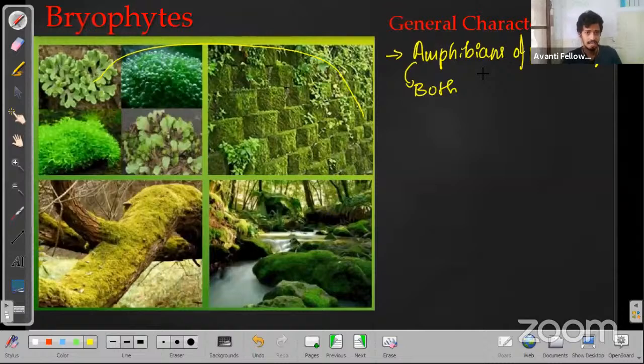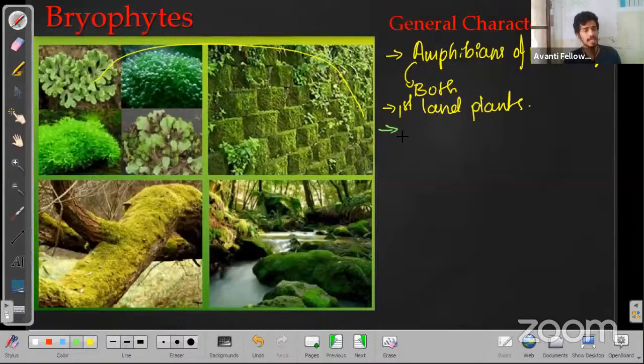Absolutely correct. Exactly the same condition. These are the amphibians of the plant kingdom, and these are the first land plants. So what's the meaning of that? All the organisms prior to the bryophyte are present in the water, like algae. They are present in the water only. But these are the first plants which came from water to land. We know that from evolution in the starting class.